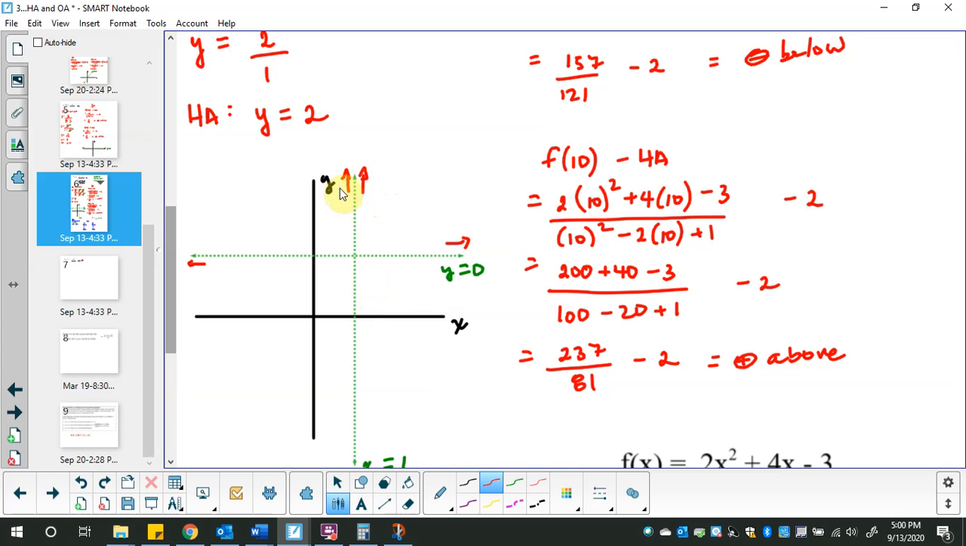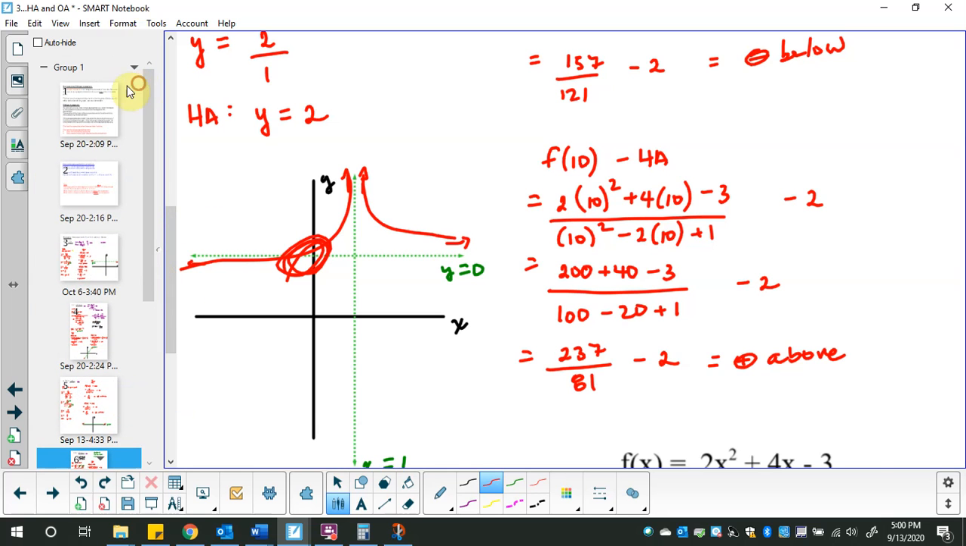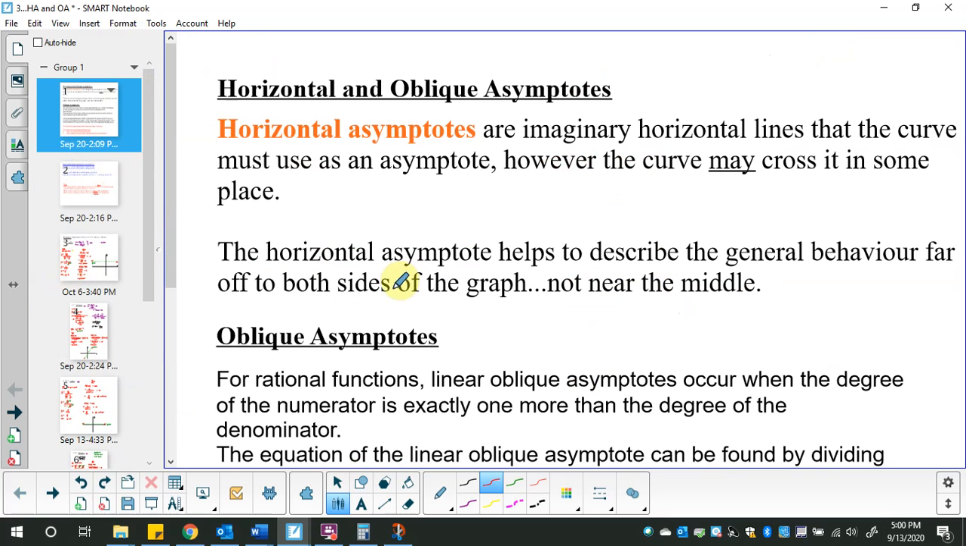So this is where you have to realize that what is very likely is you'll join those guys, and we've just crossed over the horizontal asymptote. So that is legal, going back to this. So it may cross it.